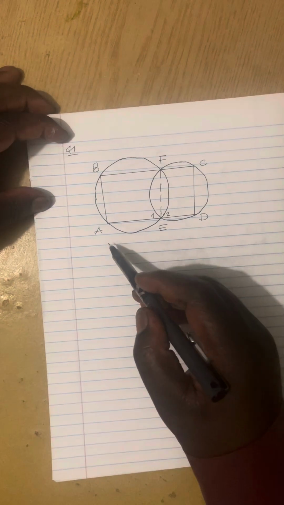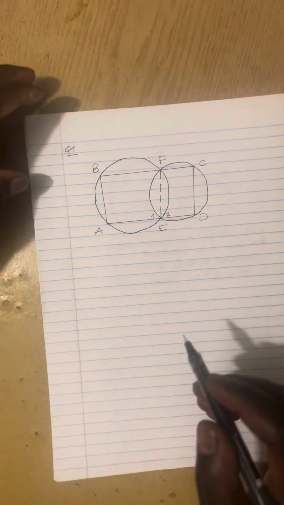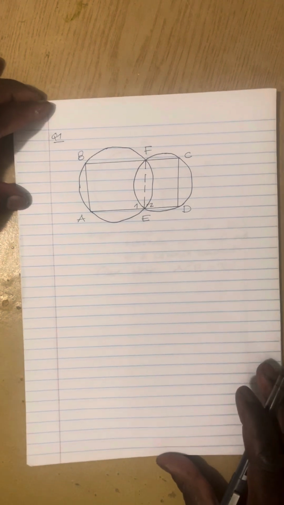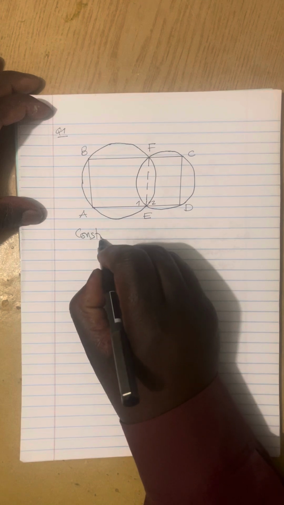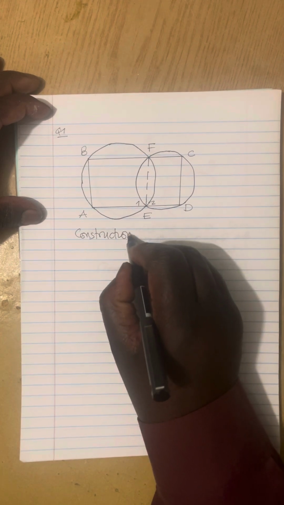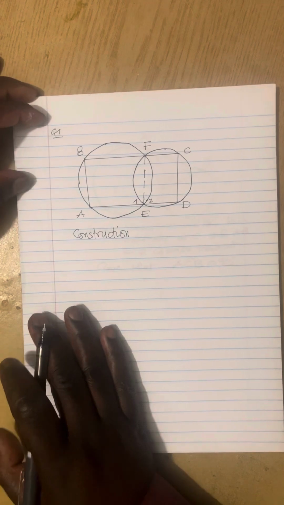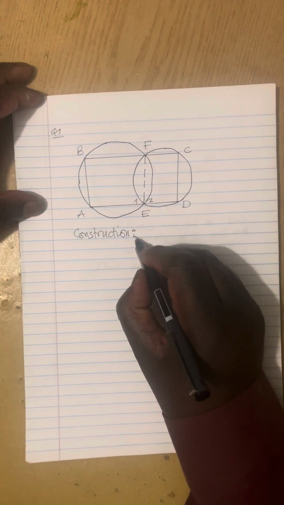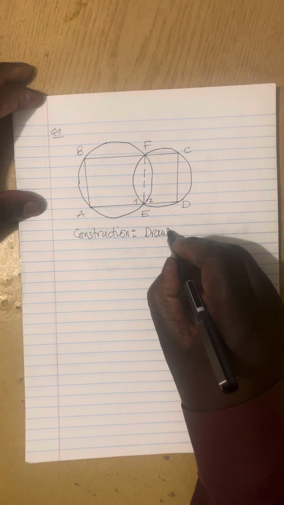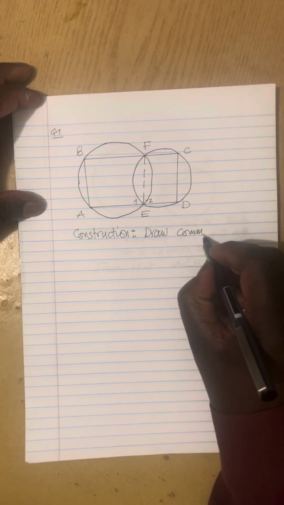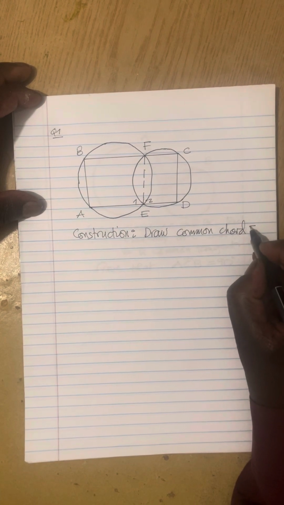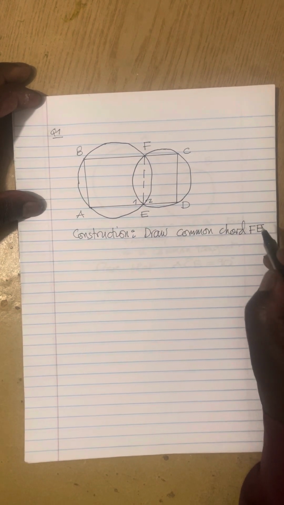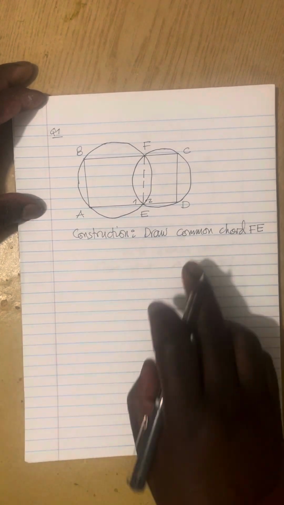The question says we must prove that AB is parallel to DC. So we have to mention that construction there, because normally it will carry 1 mark. So construction. And in construction, we have to state what we're doing. So we're saying draw common chord FE. Most of the time, that chord will be drawn for you, which means you would not need construction.